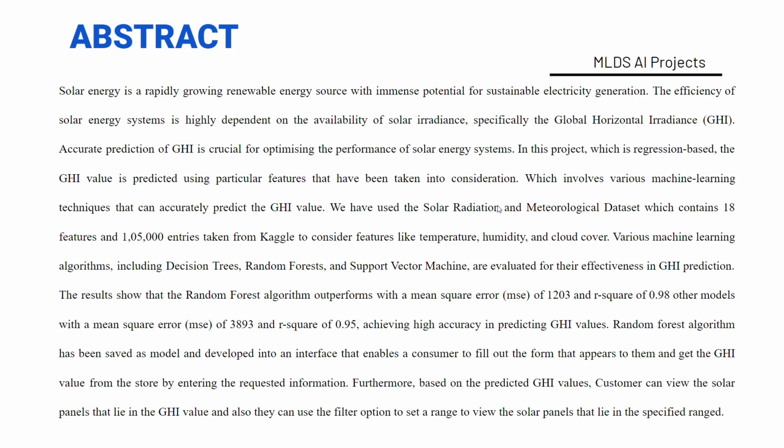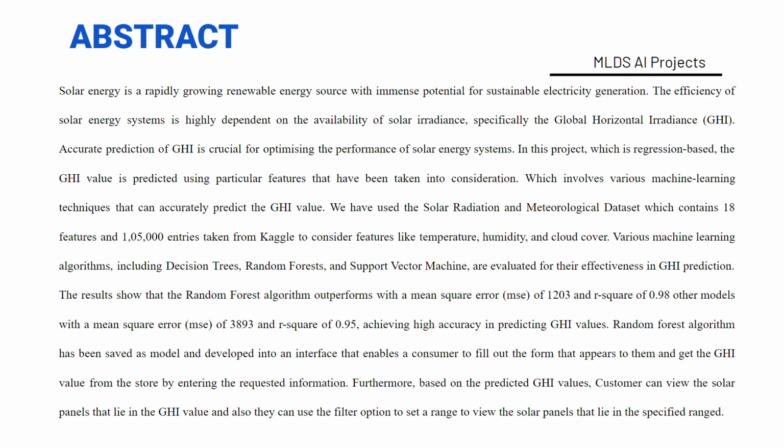This is the abstract of our project. Here we have used a solar radiation and meteorological dataset which contains 18 features and 1,05,000 entries, available from Kaggle. We have considered temperature, humidity, cloud cover and other factors from this dataset. We have implemented decision tree, random forest and support vector regressor for the prediction of the GHI value.